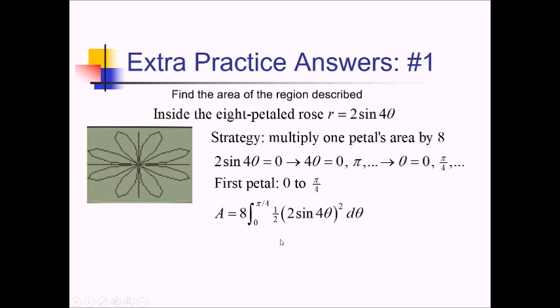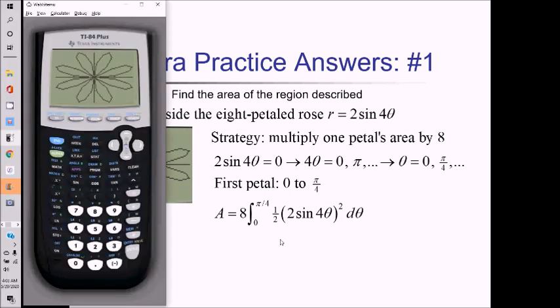Now let me do all of that on the calculator. So here's my lovely rose again. Let me clear that out. Instead of doing 8 times the integral of 1/2, I'm going to pull this 1/2 out to be with the 8 and get a 4 outside. Save myself a little bit of stuff, and then let me do math 9 for integral. We're going 0 to pi over 4. And inside, I'm basically going to be doing 2 sine of 4 theta squared.